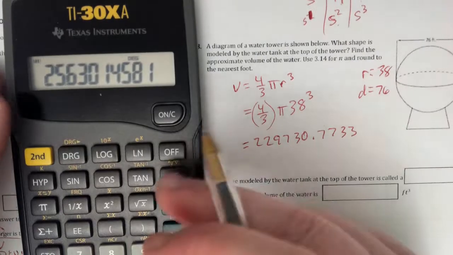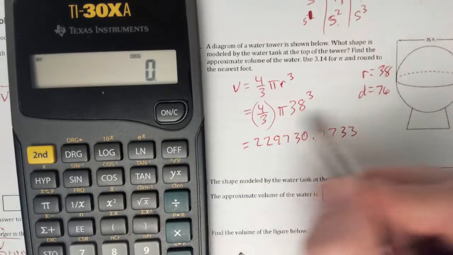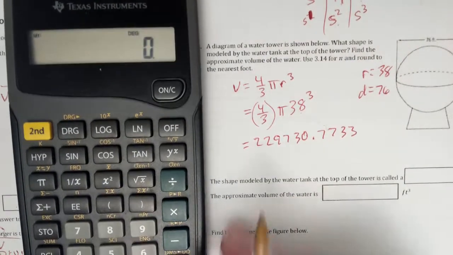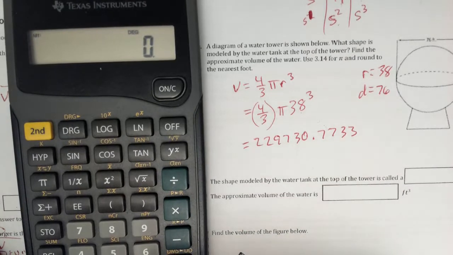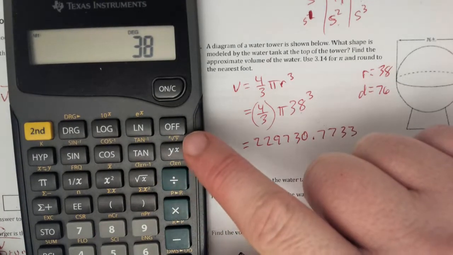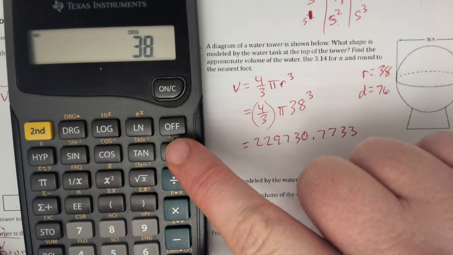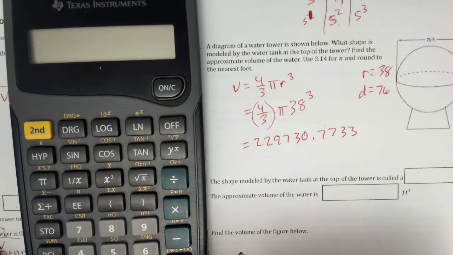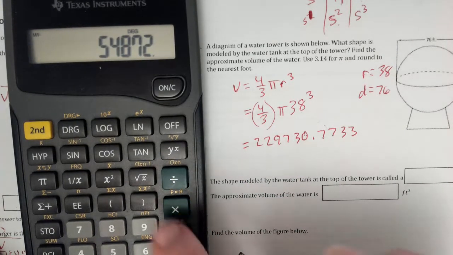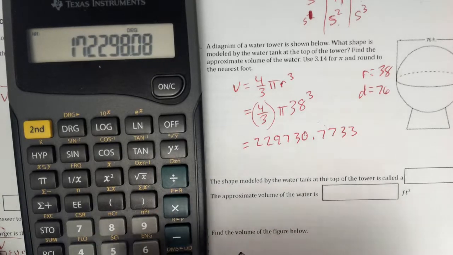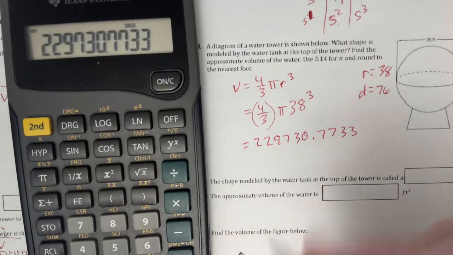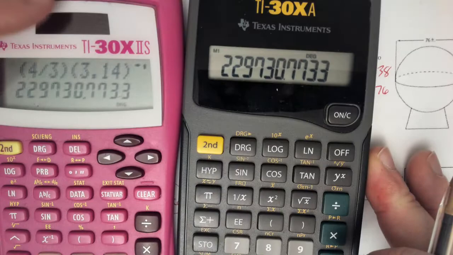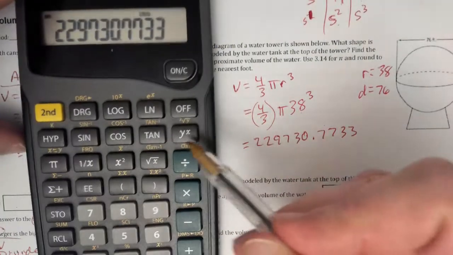Okay, and then now how do you do it on this other calculator? Well, on this calculator, I suggest you go backwards, right? So do the 38 cubed first. So how do you do that? You do 38, and the power button is up here. So to the power of 3 equals. And then multiply by 3.14, multiply by 4, divide by 3. And you get the same number. All right, that's one way how to do it, using this button for the power.